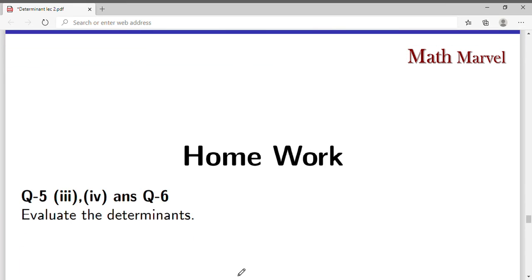Now homework. Question number 5, parts 3 and 4, and question number 6. The question is the same: evaluate the determinants. These questions are of order 3 by 3, which we already discussed. Now try at home, and if you have any difficulty, then you can discuss through the comment box.